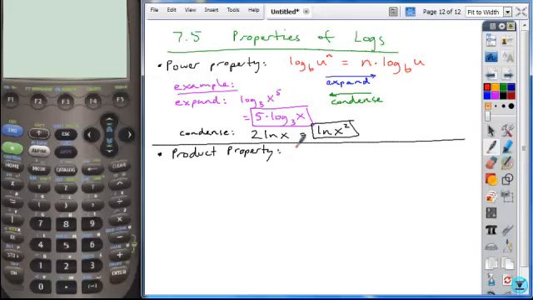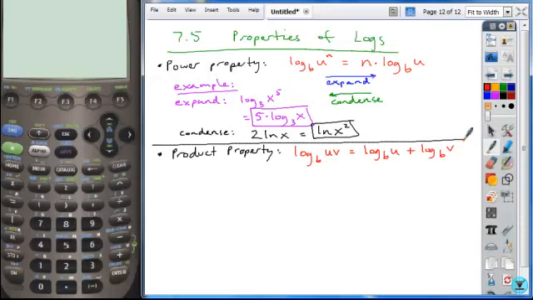So the product property states the following. If you have a log with any base, b, and you have some product inside your log, so it's the product of factor u times factor v, what you can do is expand this log into individual logs. So it becomes the sum of any factors that you have inside your log. So you can separate this and expand it out as log base b of u plus log base b of v. So that's the expansion of a product inside of a log.